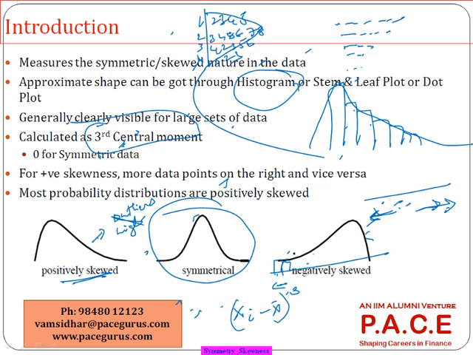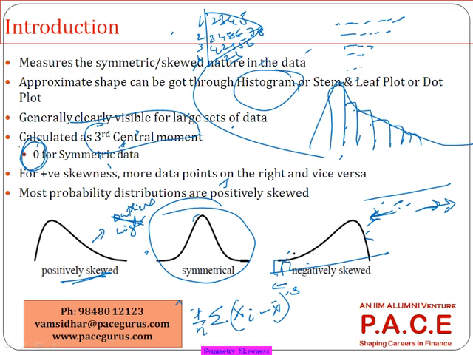sigma, and we do 1 by n. This is the definition of skewness. And if the data is symmetrical, the skewness will come out to 0. Very, very close to 0 it should be if the data is symmetrical.